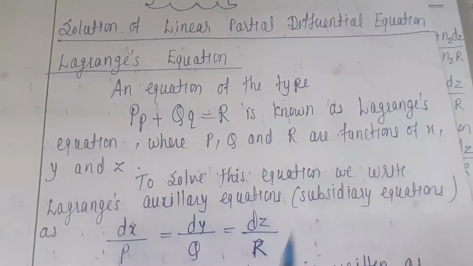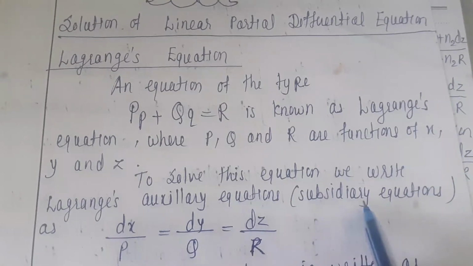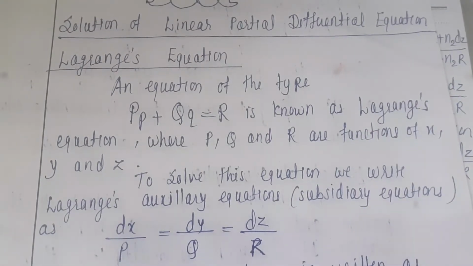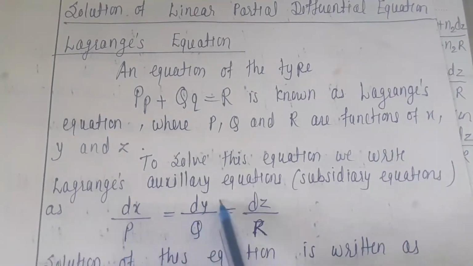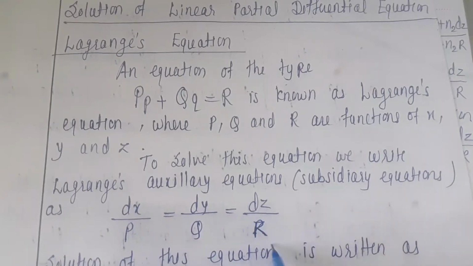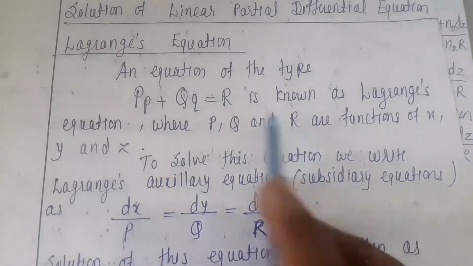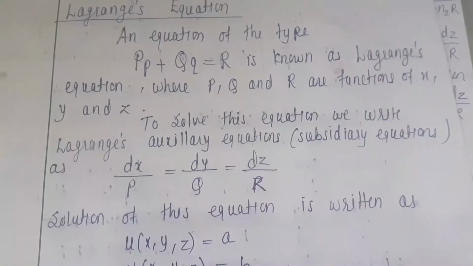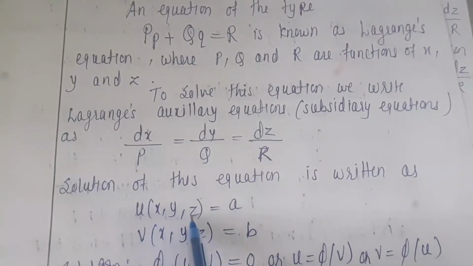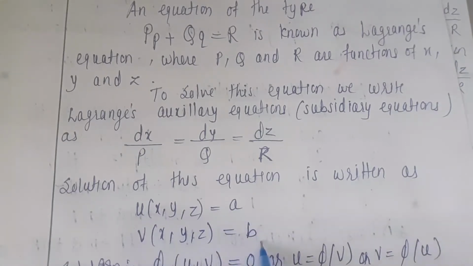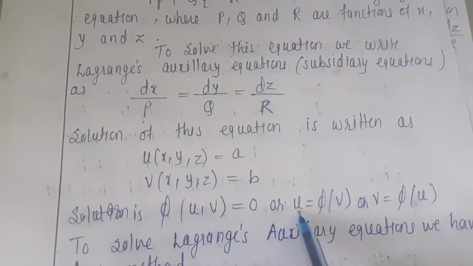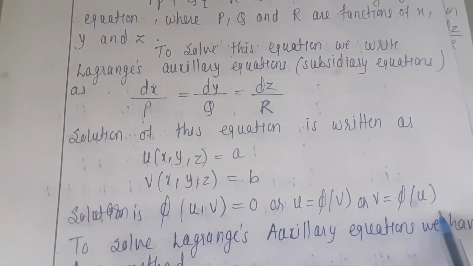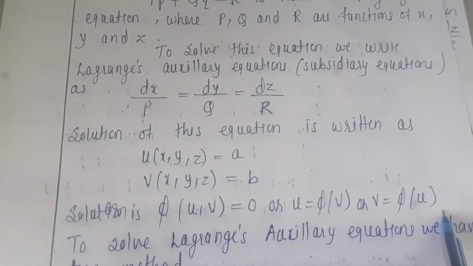To solve this type of equation, we write the auxiliary equation, which is also called the subsidiary equation. The auxiliary equation can be written as dx divided by P is equal to dy divided by Q is equal to dz divided by R. And the solution of this Lagrange's equation, we get two solutions, u is equal to constant, v is equal to constant, and it can be written as phi of u, v is equal to 0, or u is equal to phi of v, or v is equal to phi of u. This type of solution is the solution of Lagrange's partial differential equation.